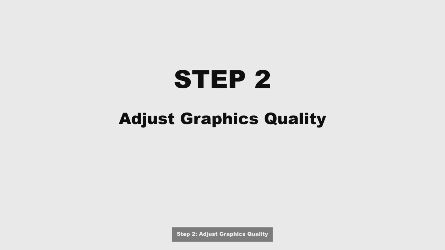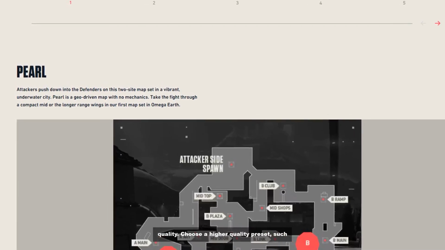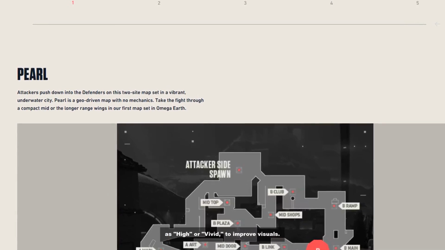Step 2. Adjust graphics quality. In the settings menu, select the video tab. Here, you can adjust the overall graphics quality. Choose a higher quality preset such as high or vivid to improve visuals.